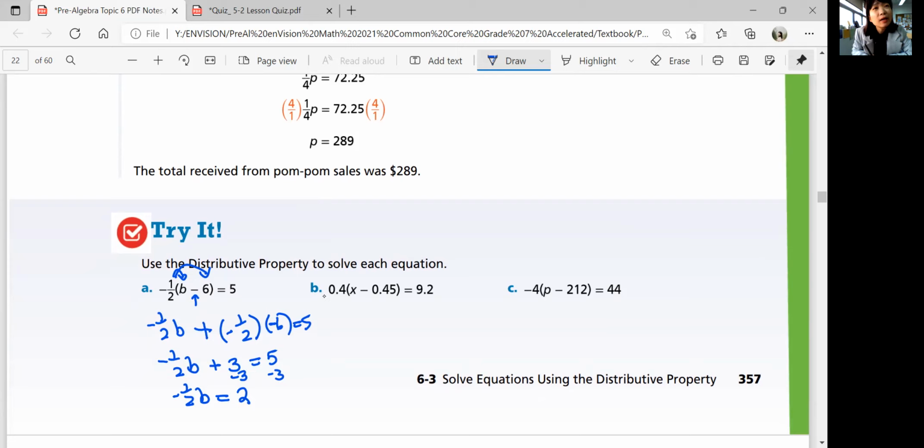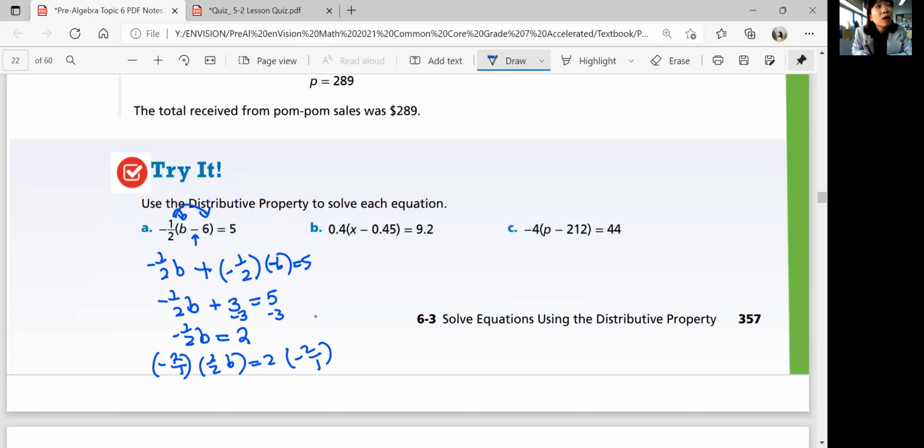What is the opposite for that? You multiply by the same negative but the reciprocal, right? So you can multiply by -2 over 1 on both sides to get positive 1b, because that's what you want. You want positive 1b. Negatives cancel out when they are multiplied, so you get b is equal to -4. B is equal to -4 is your answer.